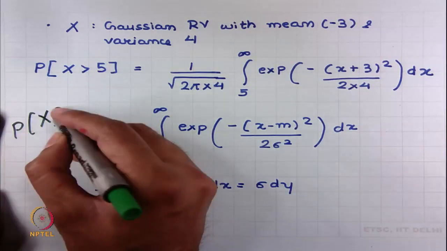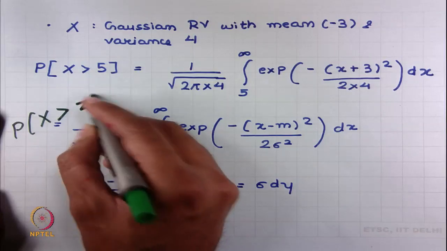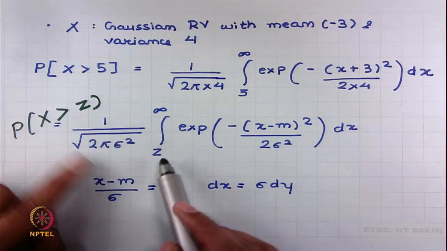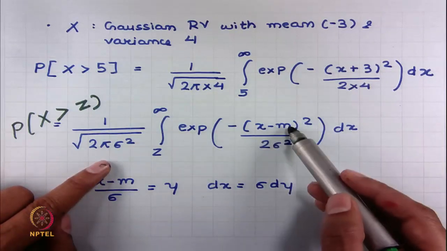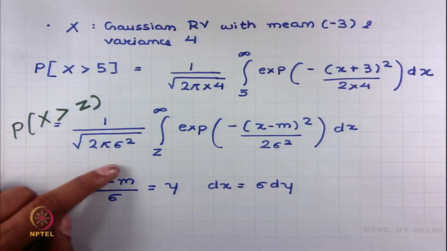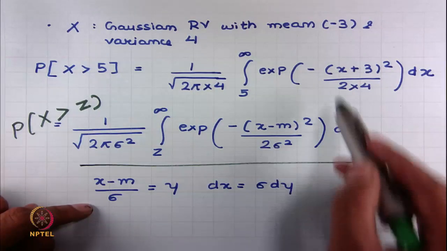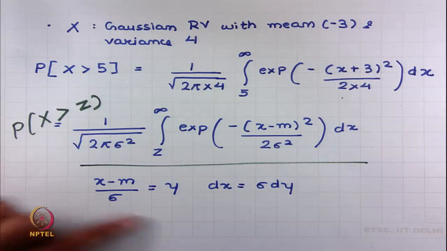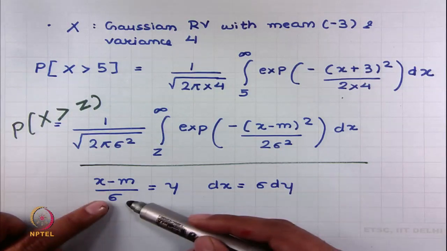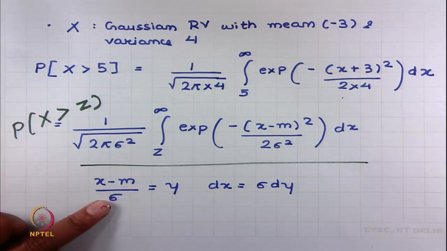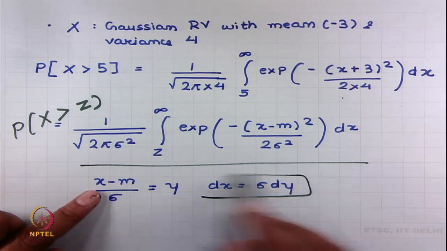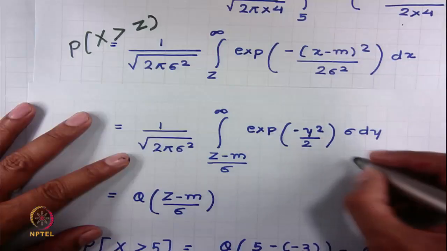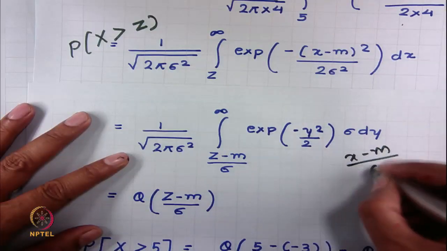So, for a general case, if I have to find the probability of, let us say, a random variable x greater than z, so the limit should go from z to infinity, and in general this random variable can have a mean of m and a variance of sigma square, okay. This is a general case, this is a specific case. Now, let us substitute x minus m by sigma as y. So, dx becomes sigma times dy. So, this is the substitution that we did.